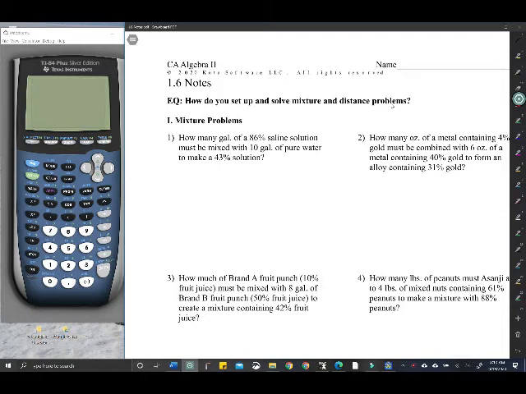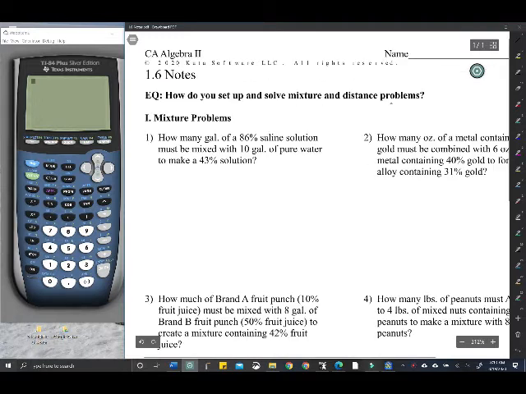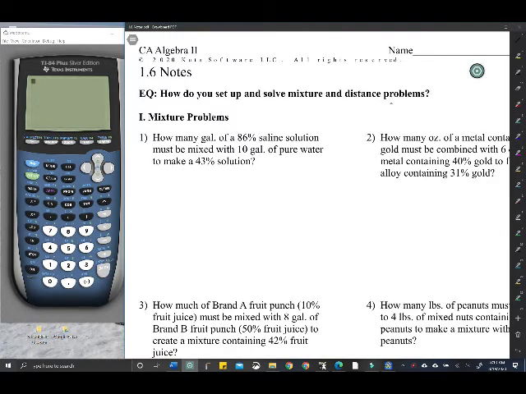Algebra 2 and welcome to lesson 1.6. This is where things will start to get a little more challenging as we enter everyone's favorite application problems. So, mixture and distance problems. That is the essential question. How do we solve them?